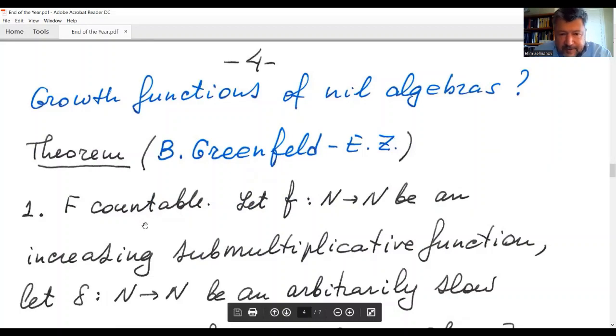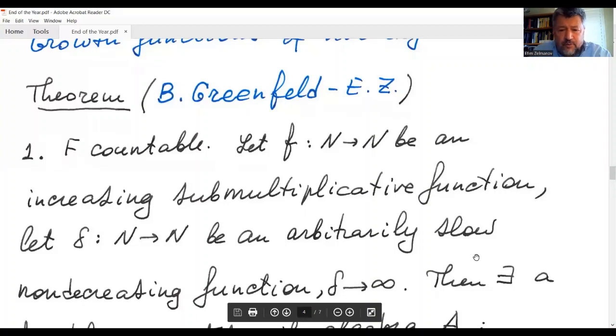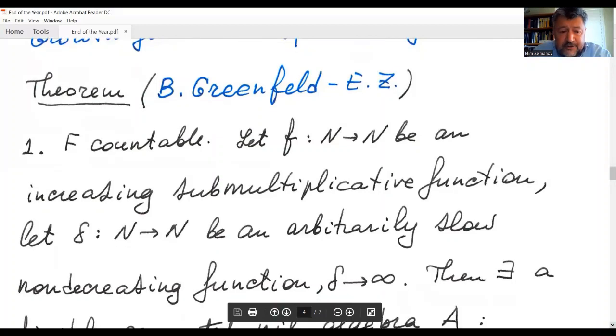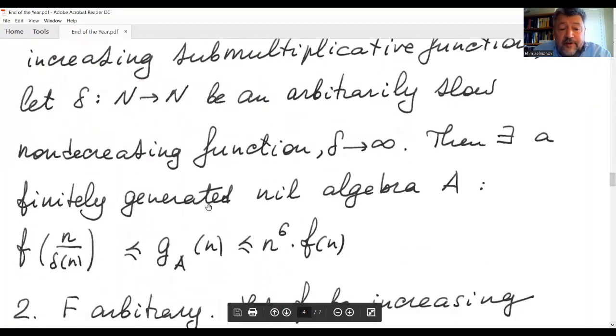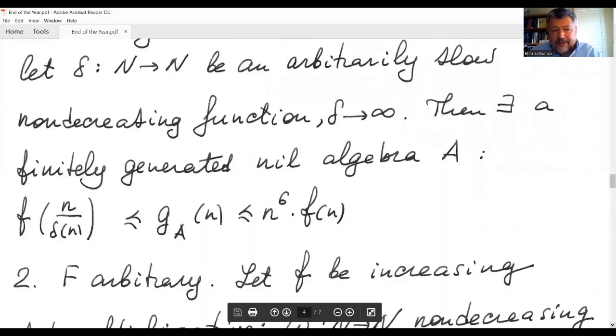If the field F is countable, and F is an increasing submultiplicative function, and delta is an arbitrarily slow growing, non-decreasing function that nevertheless tends to infinity, then there exists a finitely generated nil algebra with growth function that satisfies these inequalities. So that is pretty close to F. The construction uses Riesz product of matrix algebras.